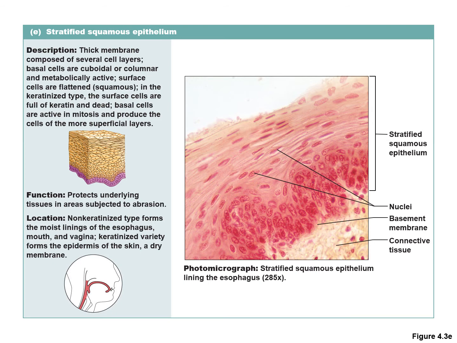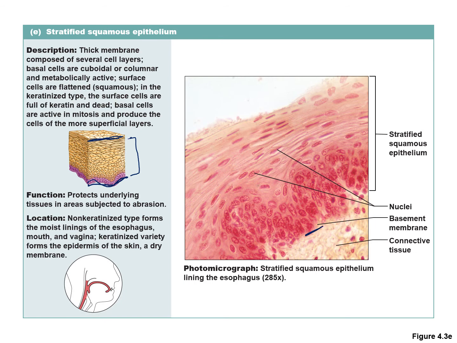So this is stratified squamous. You are probably already familiar with the naming of the epithelium. So we have a basement membrane, right? And then we have many layers of cells. Here are all our layers of cells, and we're looking at the apical surface and they are flat. So it's a stratified squamous. And we have two types of stratified squamous: keratinized and non-keratinized. So this one is non-keratinized.